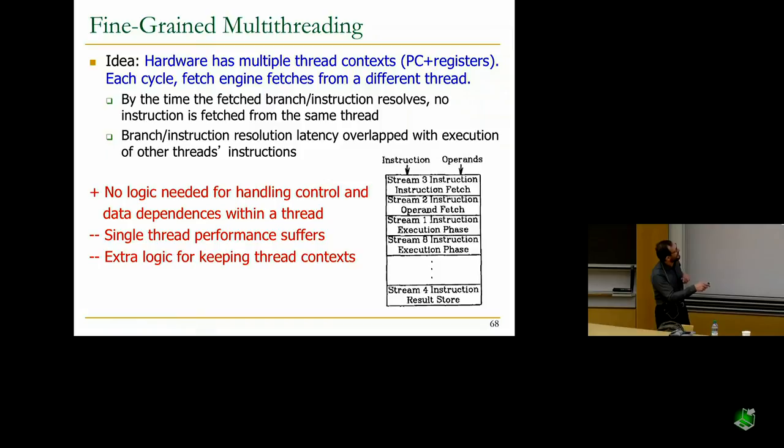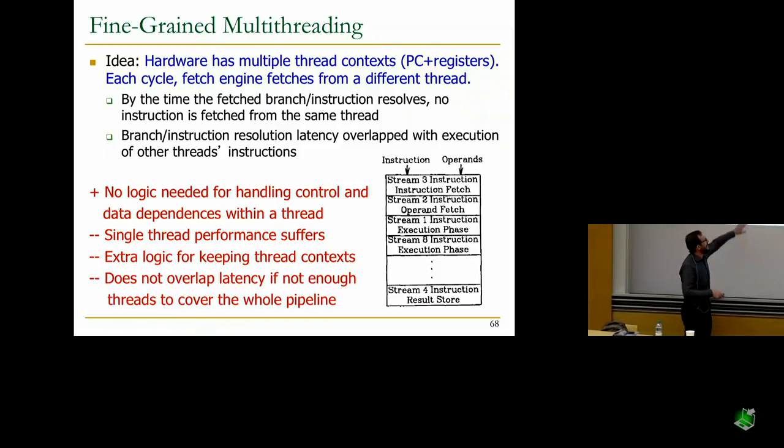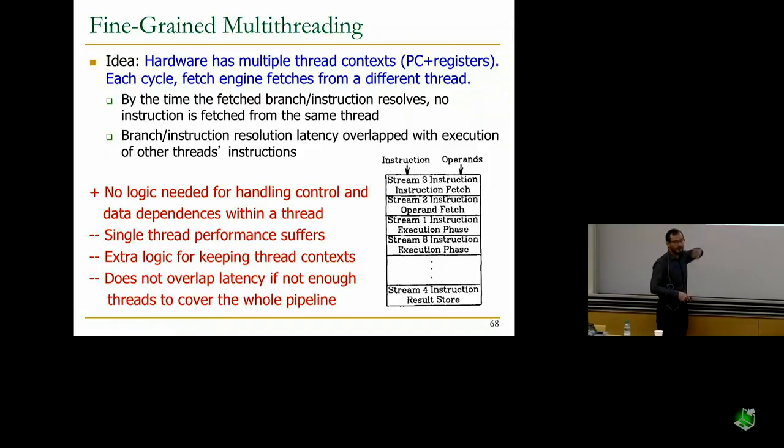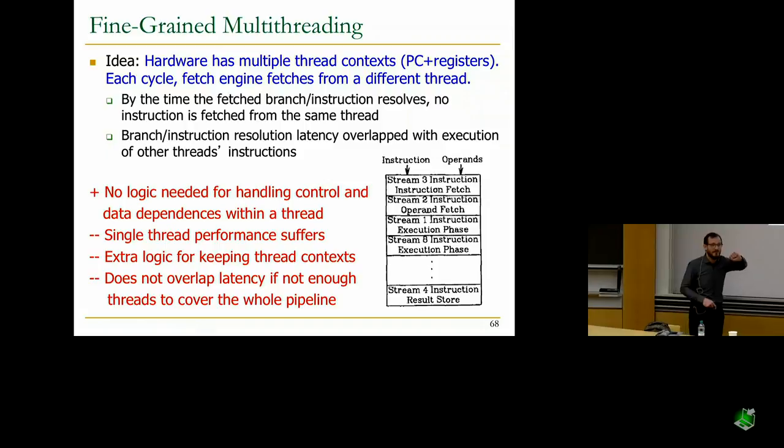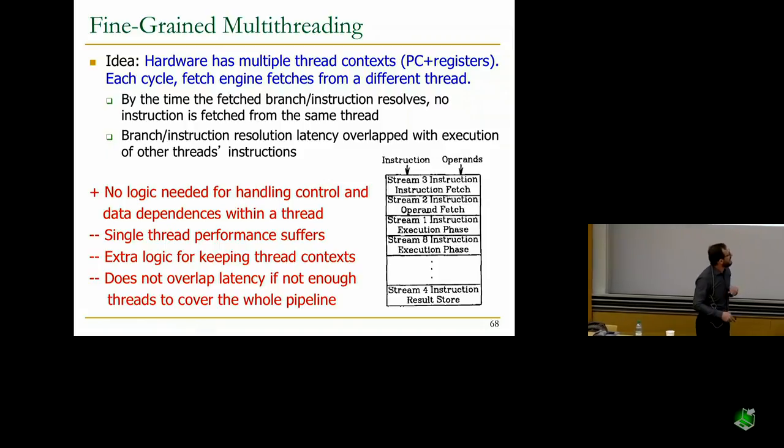Clearly, you need a program counter and registers. And you do not overlap latency if there are not enough threads to cover the whole pipeline. So this model works really well if there are enough threads to cover the pipeline, right? We'll see an example of this in a little bit.